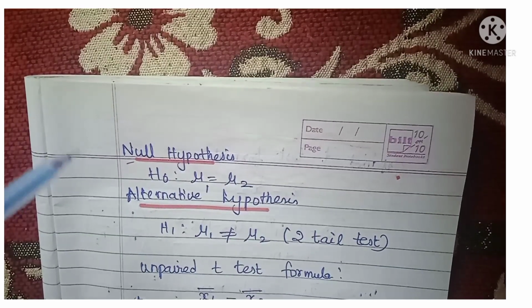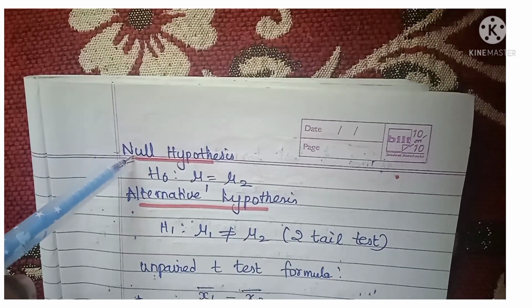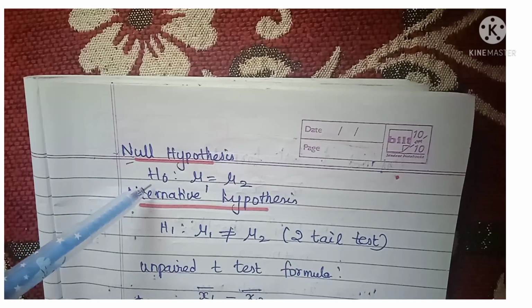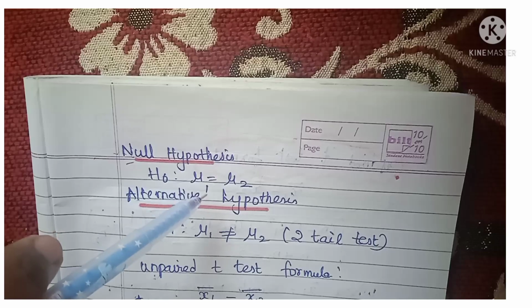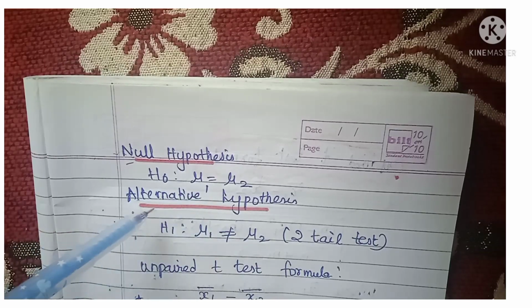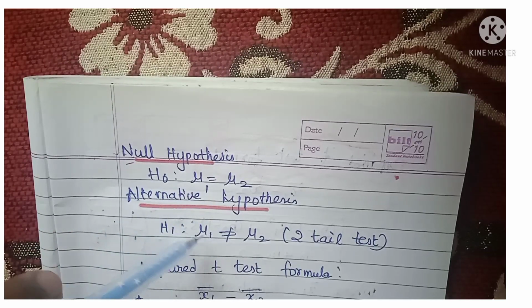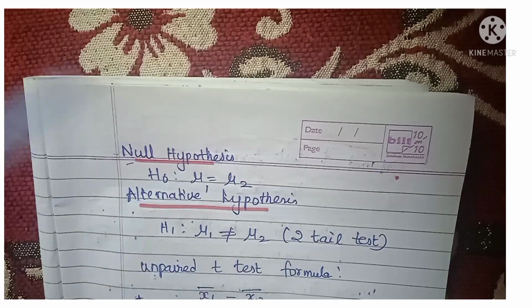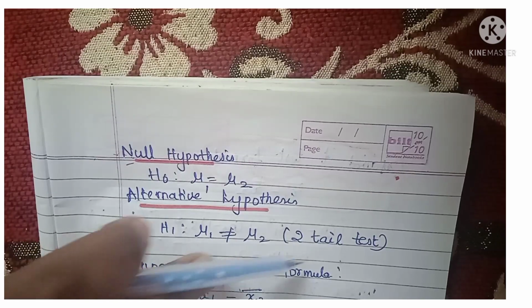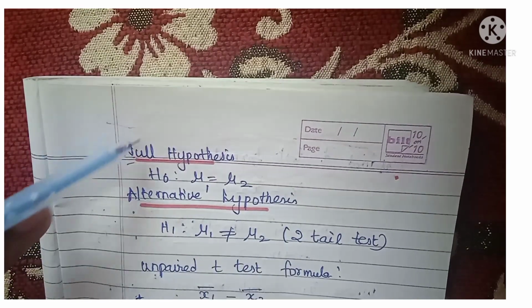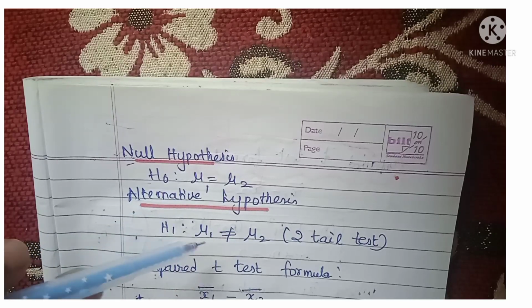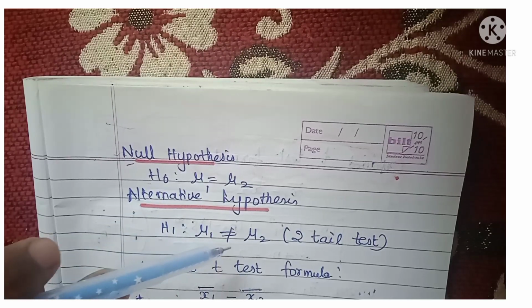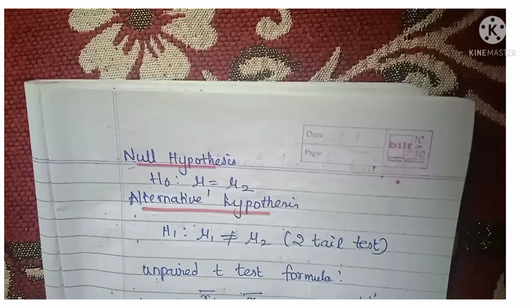So when you want to test the significance, first you have to formulate the null hypothesis. Null hypothesis H naught, H zero, that we will be telling as H naught. Here mu1 is equal to mu2. Alternate hypothesis, that is mu1 is not equal to mu2. It can either be less than mu2 or it can be more than mu2. So it is a two-tailed test. So null hypothesis H0 is mu1 equal to mu2, and H1 alternative hypothesis is mu1 not equal to mu2, which is a two-tailed test.